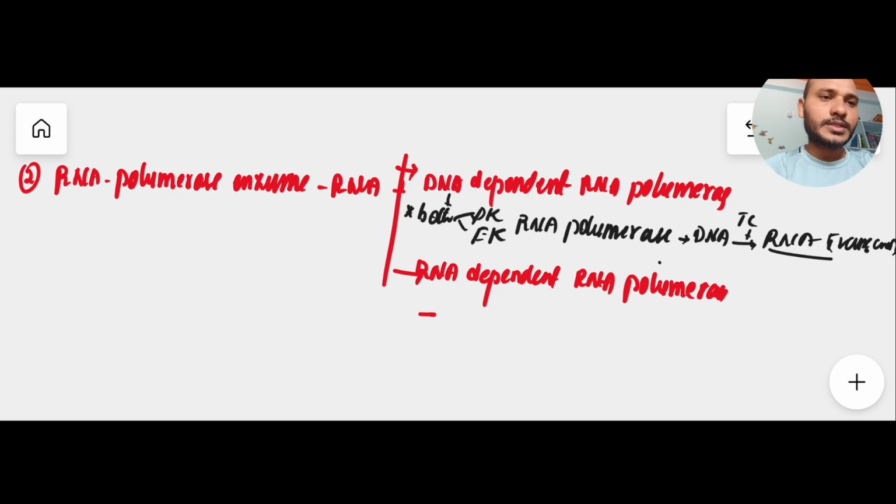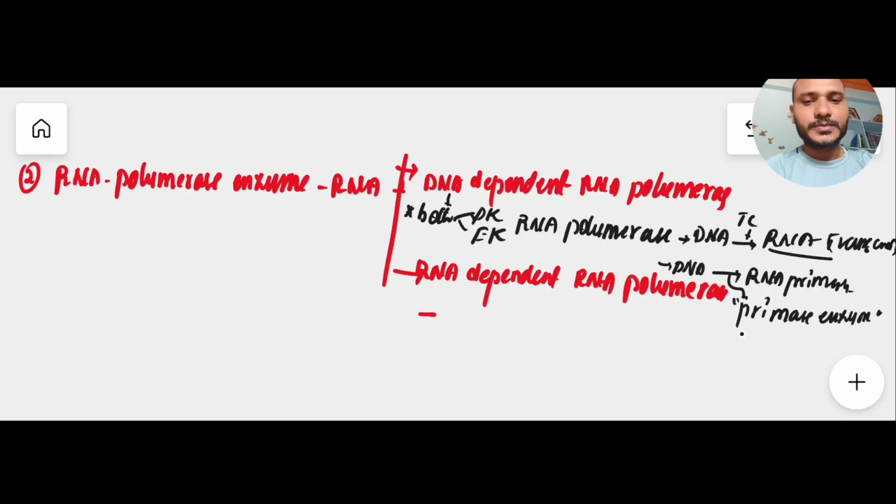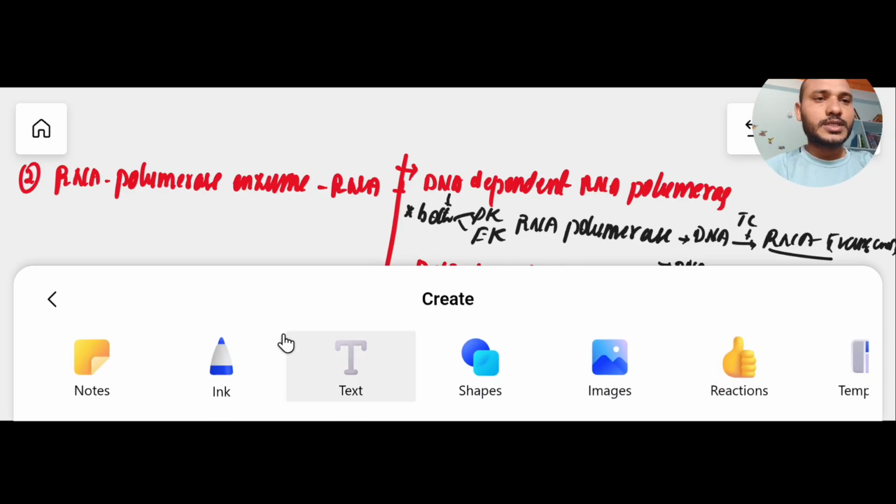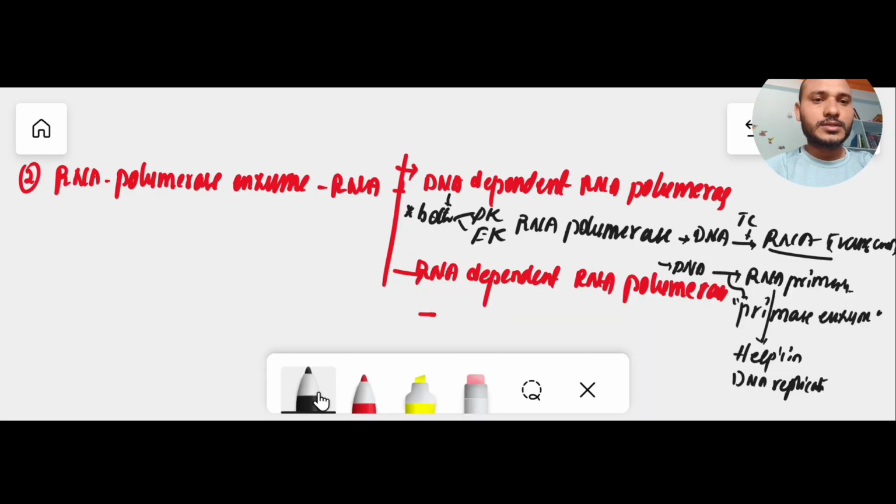And one more example here we have. From DNA there is a synthesis of RNA primers in the presence of an enzyme called primase enzyme. So this enzyme also comes under DNA dependent RNA polymerase enzymes. And these RNA primers help in DNA replication. So this is all about the DNA dependent RNA polymerase enzyme.